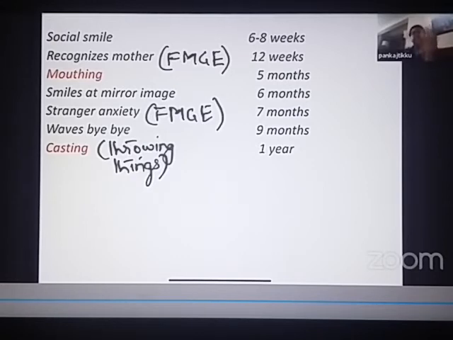What was happening in mouthing? Anything that comes in the hand, the child was taking to his mouth. What is casting? Anything that comes in the hand, the child is throwing it. This is known as casting. He's throwing things away. This appears at the age of 1 year.